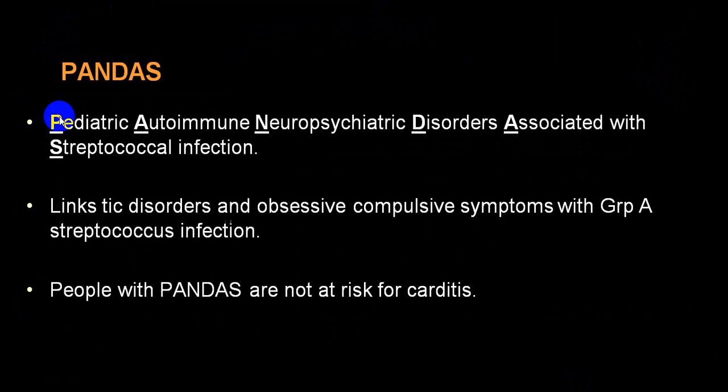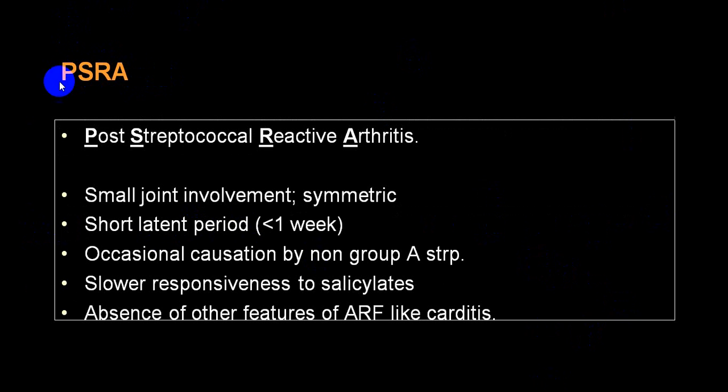PANDAS full form is pediatric autoimmune neuropsychiatric disorders associated with streptococcal infection. This is not common, this is rare, but can be seen in children, where you get obsessive compulsive symptoms after streptococcal infections. So once in a while you can come across pediatric autoimmune neuropsychiatric disorders associated with streptococcal infection. While, as we have told you, post-streptococcal reactive arthritis is more common than PANDAS.